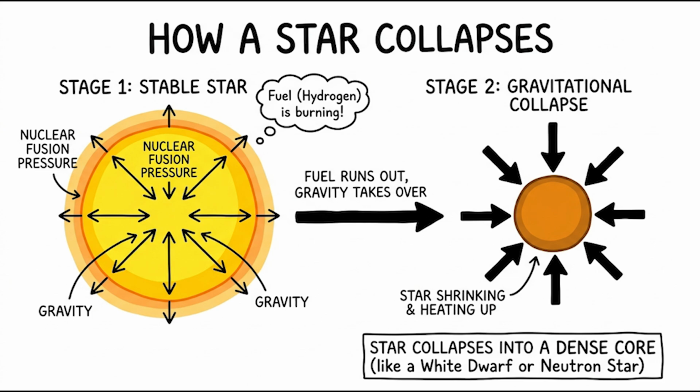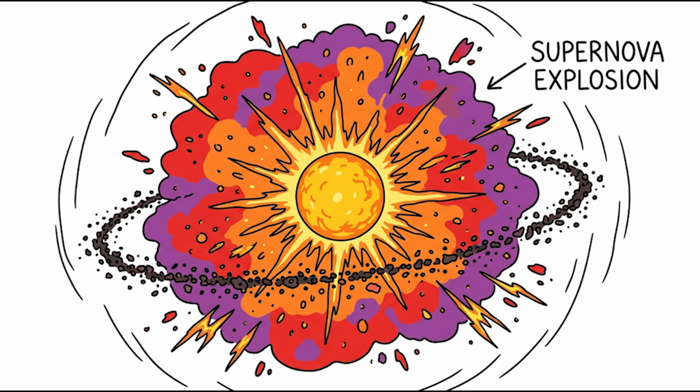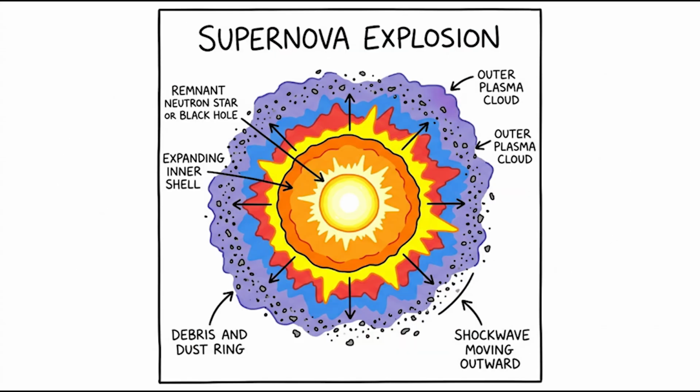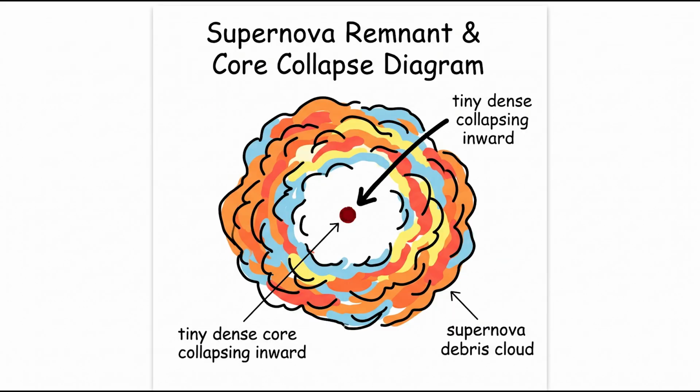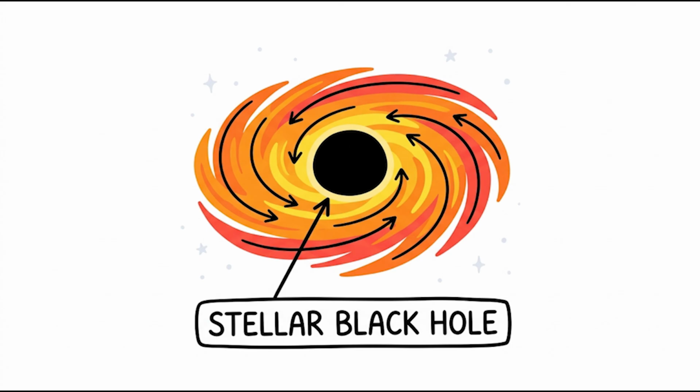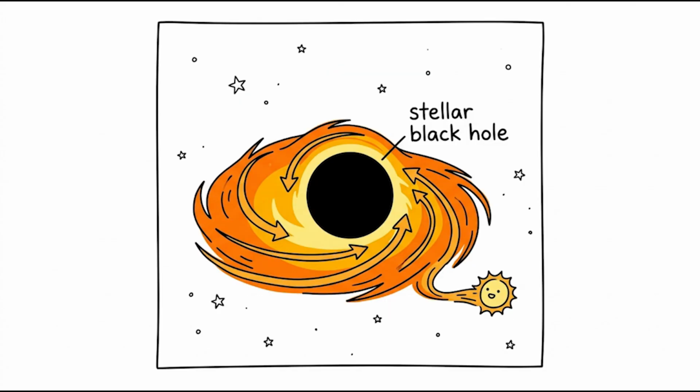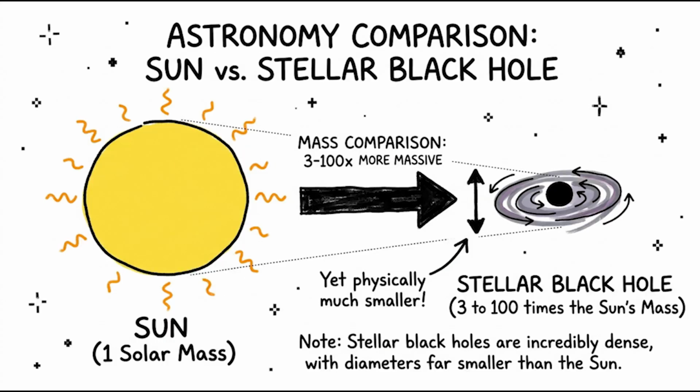the star inward. Right before the collapse finishes, the star explodes in a supernova, one of the most powerful explosions in the entire universe. After the explosion, the leftover core keeps collapsing. If there's enough mass left, gravity compresses it into something incredibly dense. And just like that, you get a stellar black hole, a place where gravity becomes so strong, not even light can escape. Most stellar black holes contain somewhere between 3 and 100 times the mass of our sun.